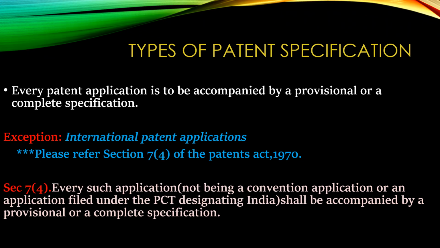Now, what are the types of patent specifications? Okay, every patent specification, or we can say every patent application, is to be accompanied by a provisional or a complete specification, right? And for this statement, actually, there is an exception. What is the exception? The exception is international patent applications. And for this, please refer to section 7, subsection 4 of the Patents Act 1970. Because section 7, subsection 4 says every such application, not being a convention application or an application filed under the PCT, that is Patent Cooperation Treaty designating India, shall be accompanied by a provisional or a complete specification.